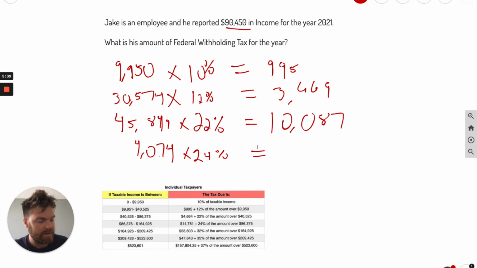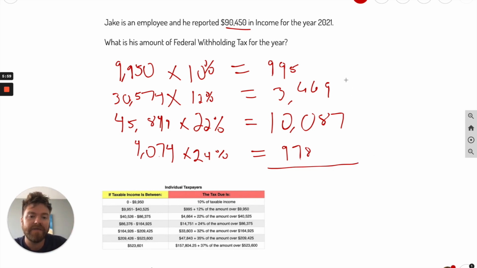Pretty small number. We're going to round it up as well. So I got $978. So that's it here. So you can see we went through each bracket there to get the taxable amount, multiplied it times the tax rate to actually figure out what's the tax on each section of income.